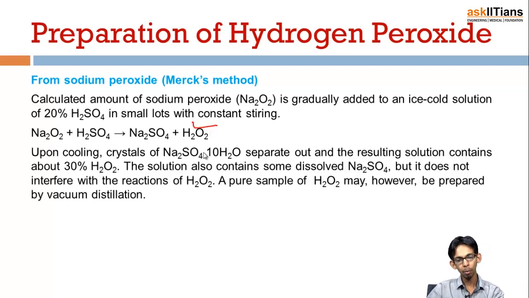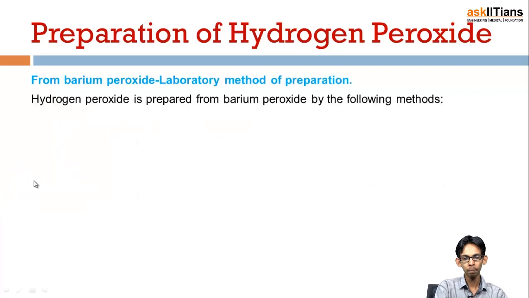Upon cooling, the crystals of sodium sulfate separate out and the resulting solution contains about 30% H2O2. The solution also contains some dissolved Na2SO4, but it does not interfere with the reaction of hydrogen peroxide. A pure sample of hydrogen peroxide may be prepared by distillation. It is a 30% solution, so we use different methods, distillation and evaporation, to make it 100% by evaporating the water and other impurities.